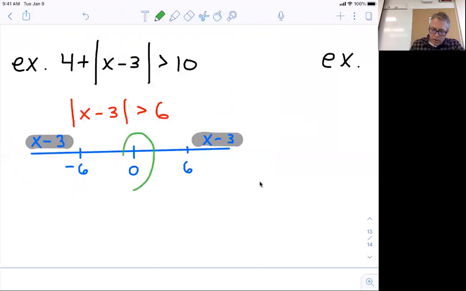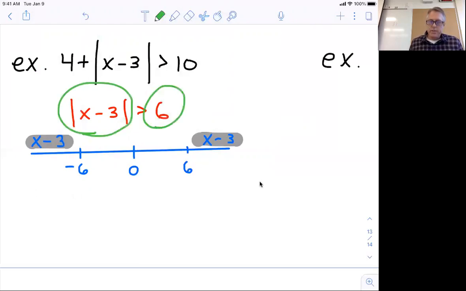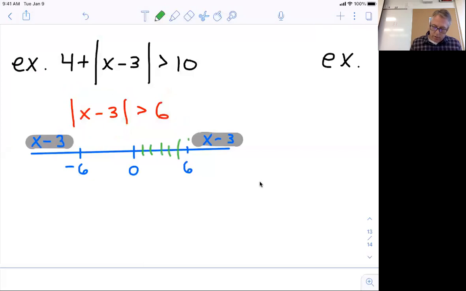Yeah, well, because absolute value means distances, okay? So think about it as walking. This is saying you want to walk 6 paces away from 0, but you can walk in both directions. If you walk 6 paces away going to the right, you're going to end up there. If you walk 6 paces away to the left, you're going to end up there.